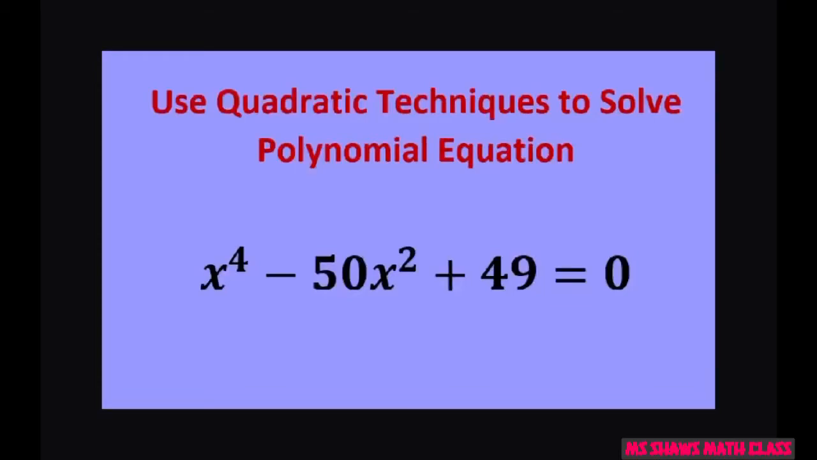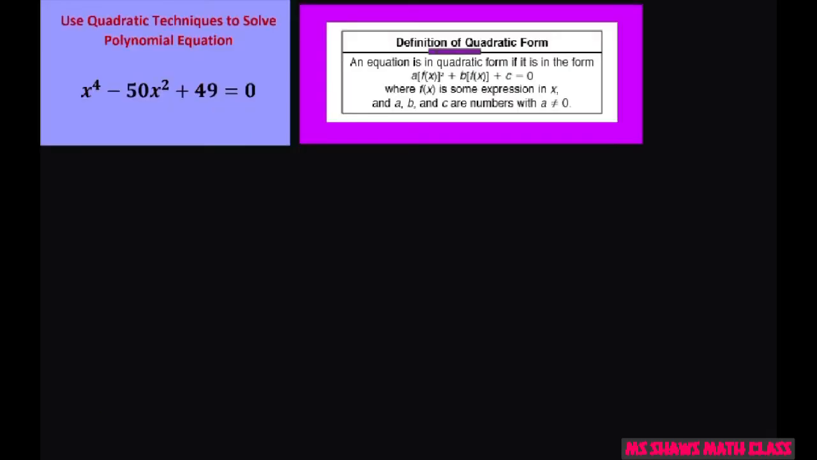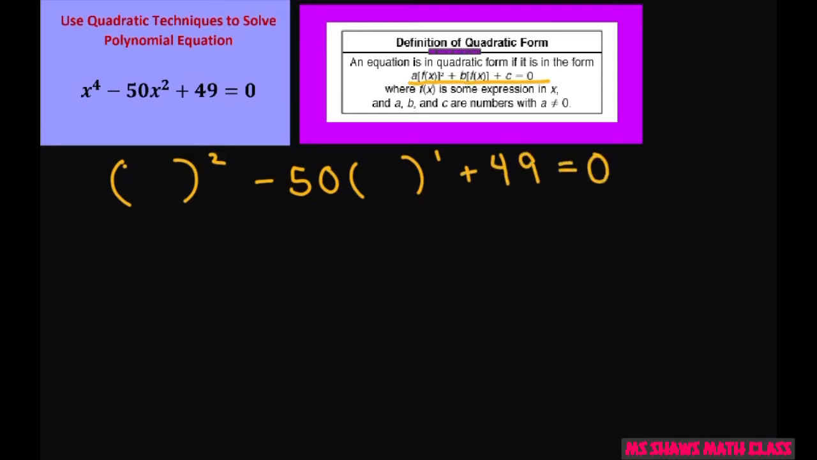Everyone, we're going to use quadratic techniques to solve x to the fourth minus 50x squared plus 49 equals 0. So what we're going to do is write it in our normal form for a quadratic. That means I need a square, write your coefficient, and to the first power plus 49 equals 0. All right. So to get a square, we need x to the fourth. So I'm going to have to write x squared here.